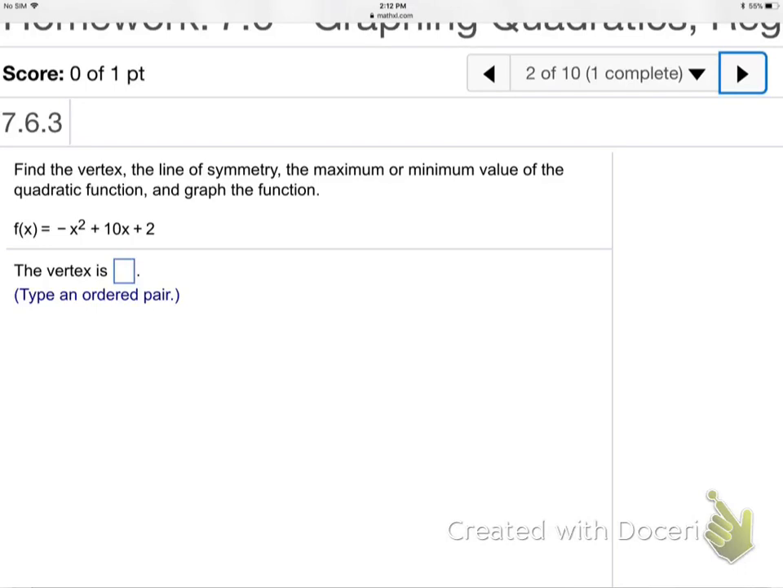All right. Give that one a try. So graph that U shape. How we doing?